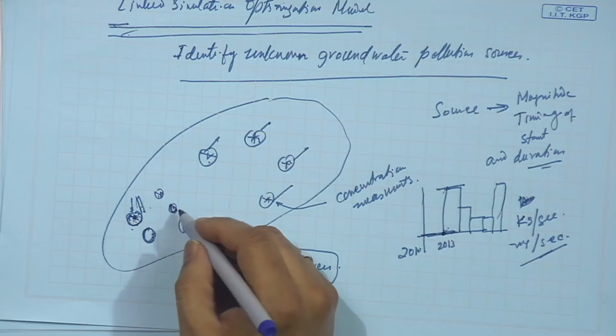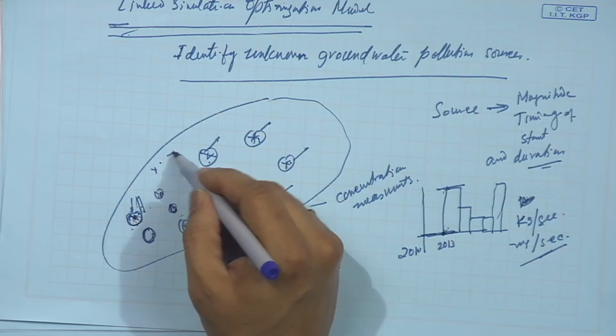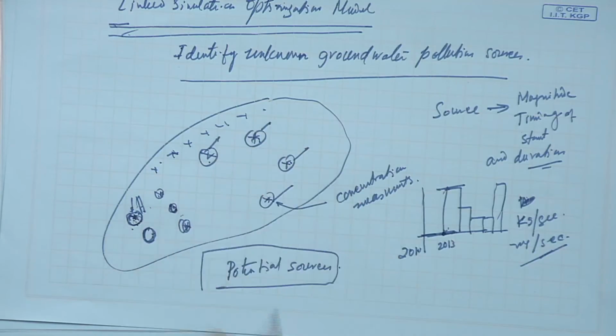You might have some information that these are the possible sources, because otherwise every node becomes a possible source. Theoretically that is okay, but that means you are trying to find out, out of thousands, which is the source. Magnitude, location, duration, that becomes an almost intractable problem. So most of the time you need some information about locations where it is possible, so that you don't have to go for a wild search.